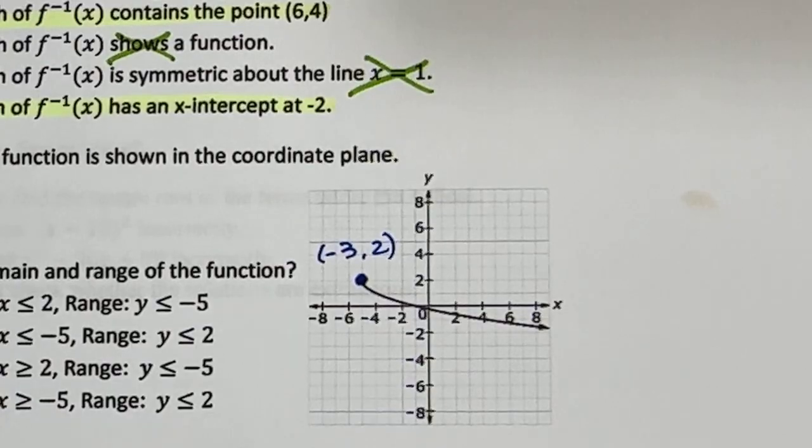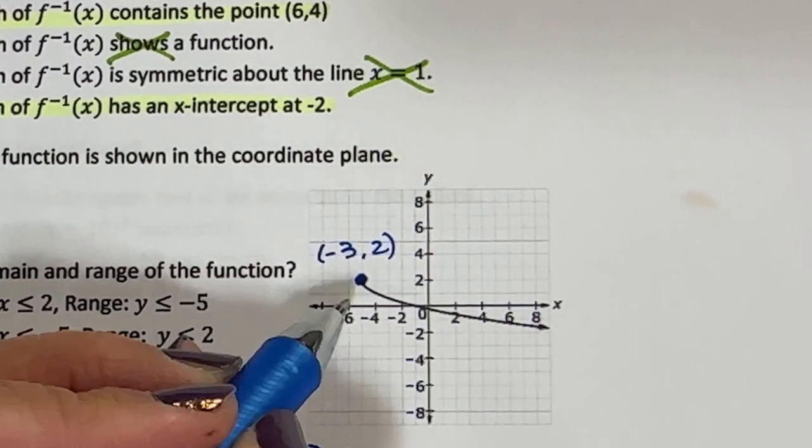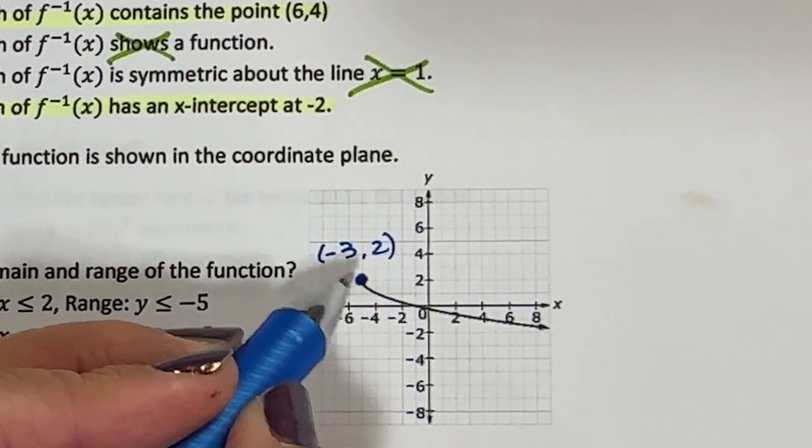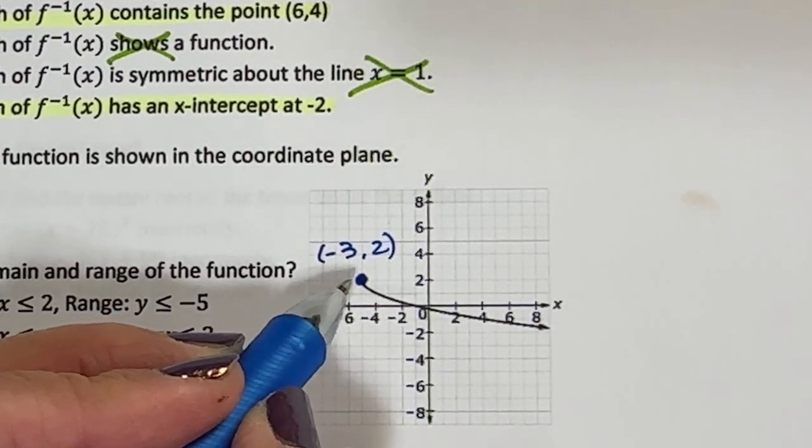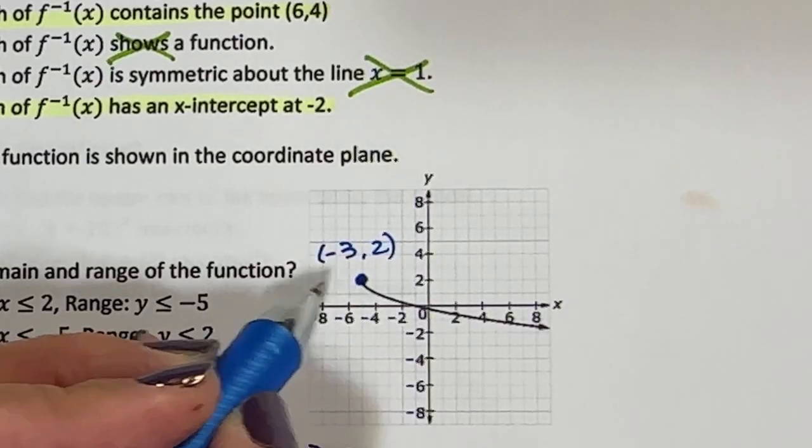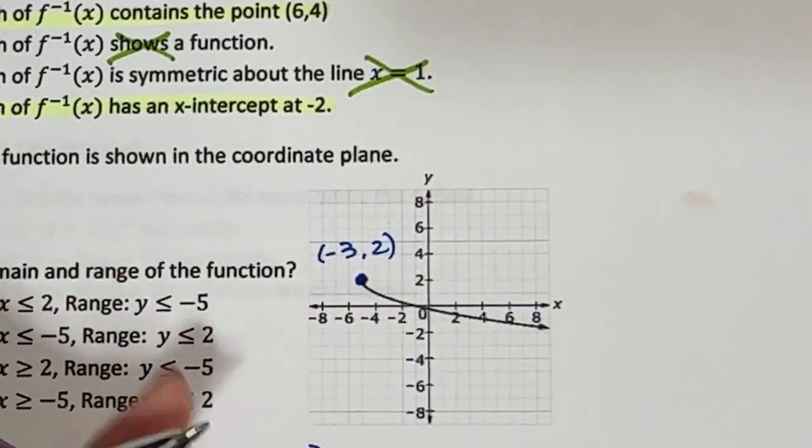So remember, when we're talking about domain, we're talking about the x's that are being used. So it helps if we just go ahead and write what the domain is. So the x value that's being used here is a -3. Does it ever use anything smaller than -3? No, it's going from -3 to positive infinity.